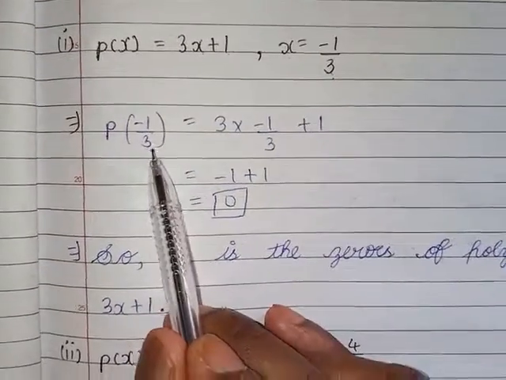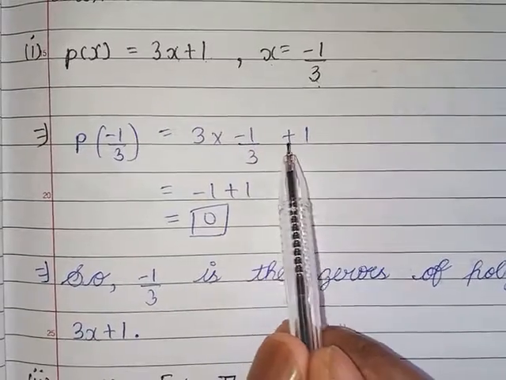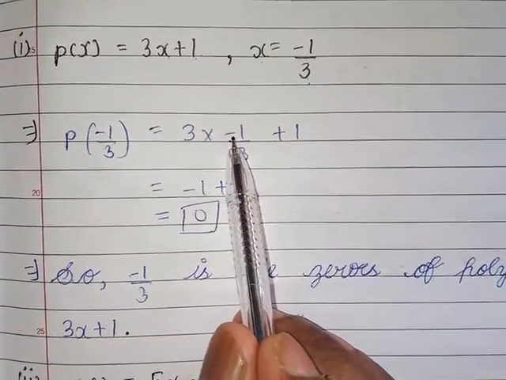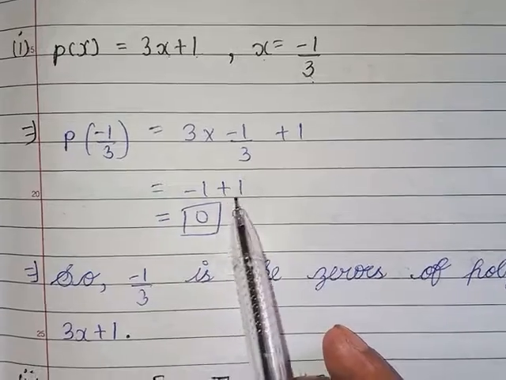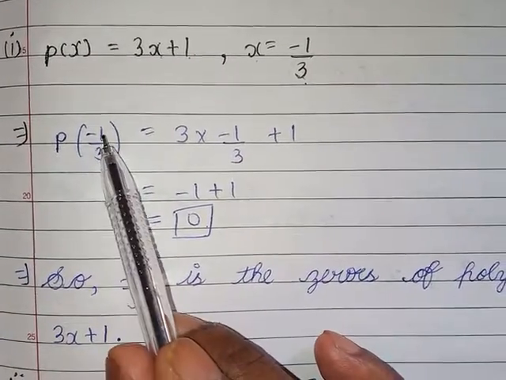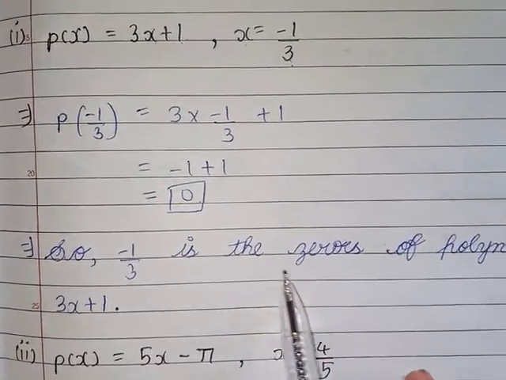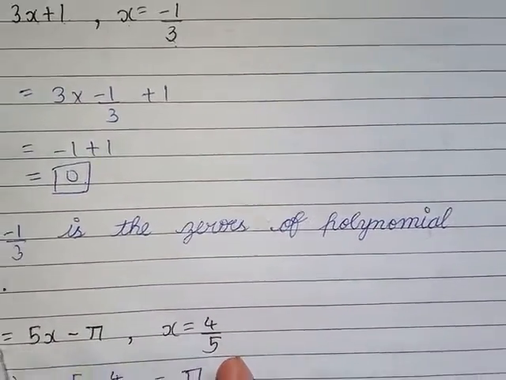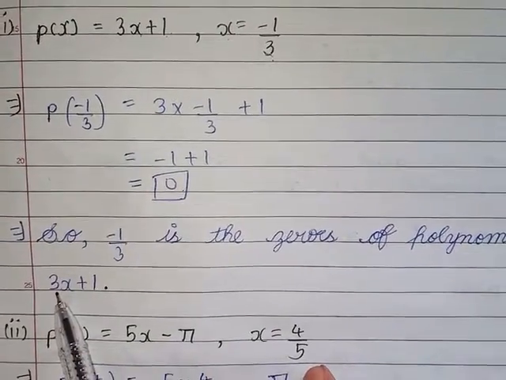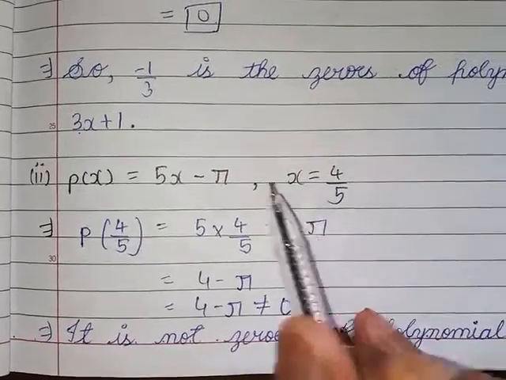So P of minus 1 by 3 is equal to 3 into minus 1 by 3 plus 1. So 3 and 3 cancel out. Minus 1 plus 1 comes to be 0. So P of minus 1 by 3 becomes 0. So minus 1 by 3 is the zero of the given polynomial 3x plus 1. Here also you have to check it like this.